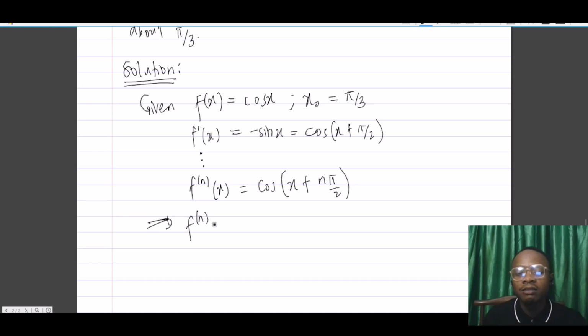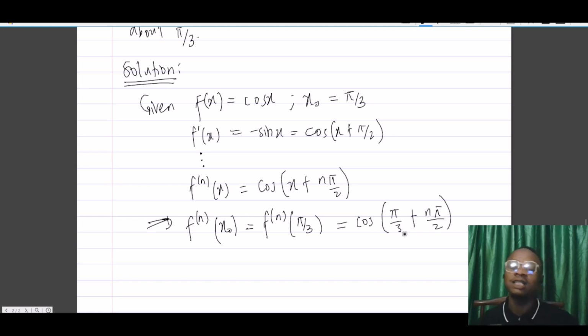So basically we know then that generally the nth derivative of f at our x naught is the nth derivative of f at x equal to pi over 3. I just want to put that in. That will be equal to cos of pi over 3 plus n pi over 2. So that's the expression.